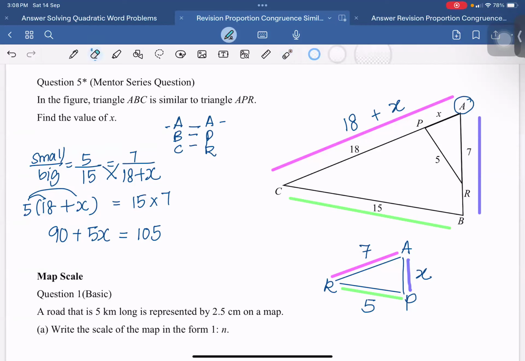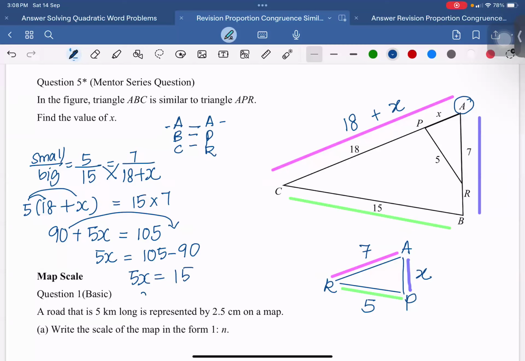Last part. I want to get 5x, I don't want 90, so bring the 90 over. We subtract 105 minus 90, so 5x equals 15. Last but not least, divide by 5. You get the answer 3. This kind of question is the teacher's favorite, they like to give the one where the position is not in line. If the teacher is a little bit nicer, they give you the one that is in line, so you can match easily.